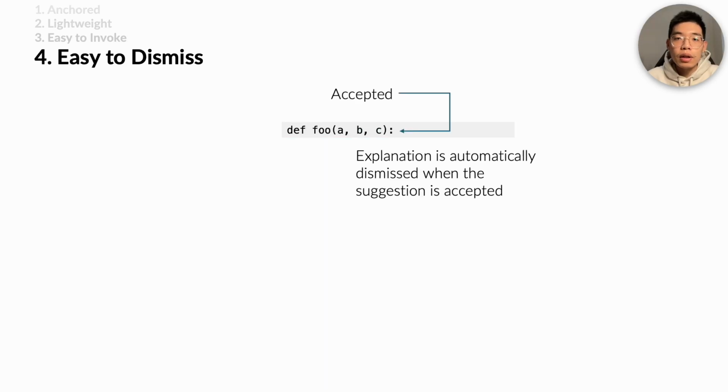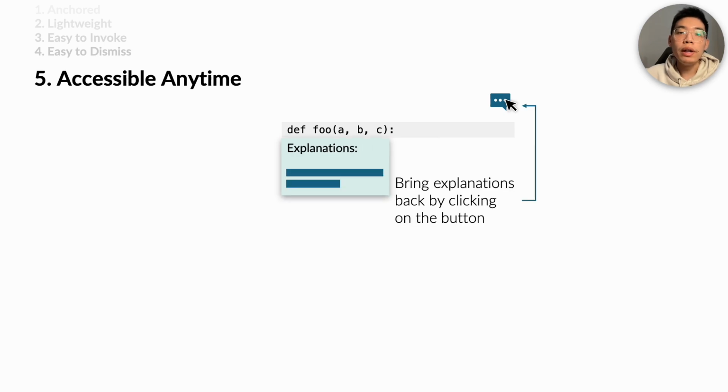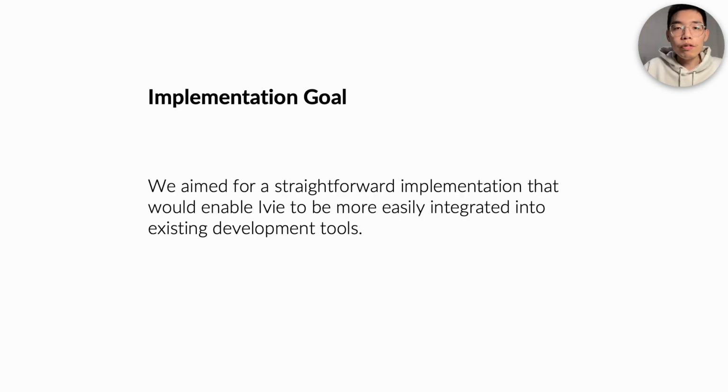Easy to dismiss, in that they disappear as soon as the programmer clicks away, and accessible anytime. Programmers can request for explanations to reappear when they need them again. Ivie was tuned to satisfy these goals. We aim for a straightforward implementation that will enable Ivie to be more easily integrated into existing development tools.